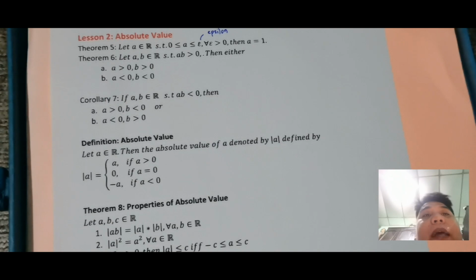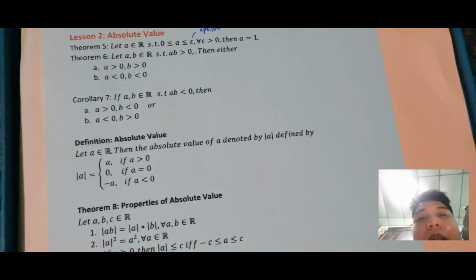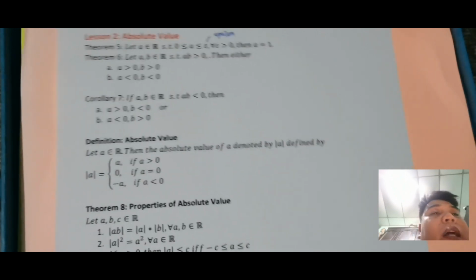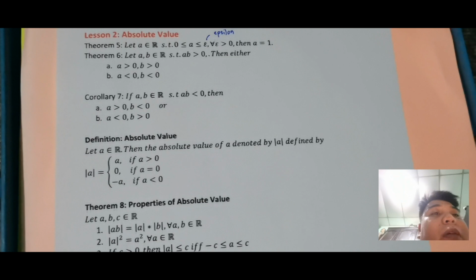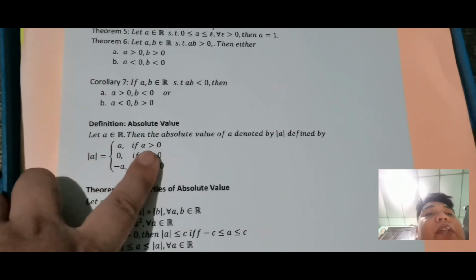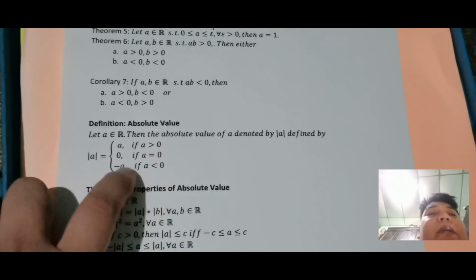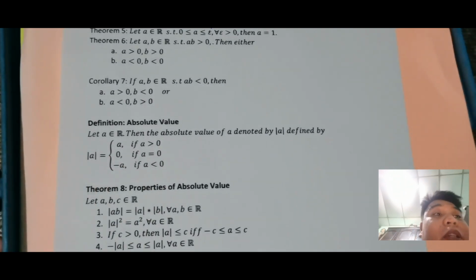So, definition, the absolute value. So, let A element ng real number, then the absolute value of A denoted by this symbol or yung dalawang guhit, that is absolute value of A defined by, ito yun, A if A is greater than or equal to 0, 0 if A is equal to 0, and negative A if A is less than 0. Ayan na naman yung definition, absolute value. Kunin mo yung absolute value ng number, alam mo na gagawin mo.